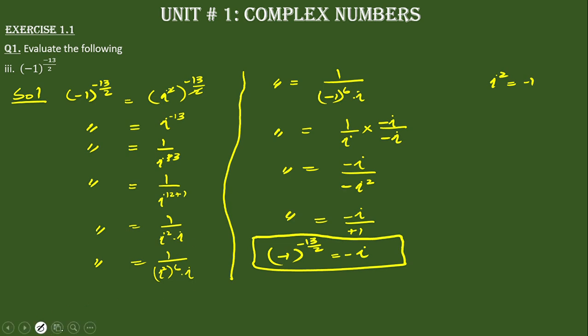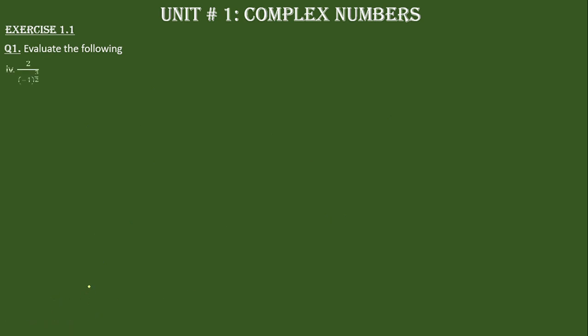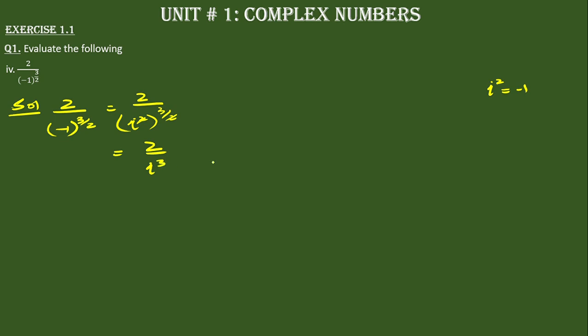Now moving to the fourth part, the next one. In the fourth part, we are given 2 divided by minus 1 raised to the power 3 by 2. Again, we are utilizing the same result, that iota square is equal to minus 1. So in the denominator, we have minus 1 in the base. In place of that minus 1, I am going to put iota square, and the power is 3 by 2. So this 2 and 2 cancel each other, and we are now left with 2 divided by iota cube.